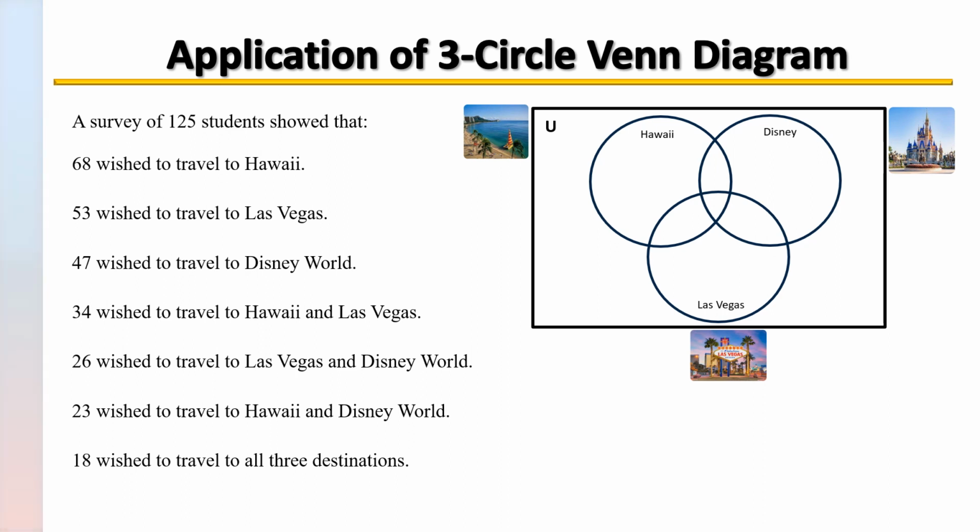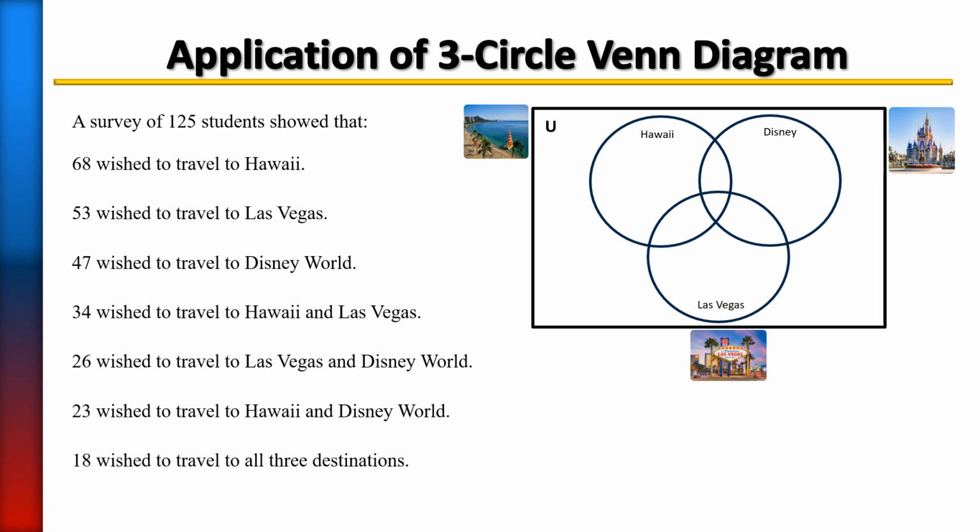A survey of 125 students showed that 68 wished to travel to Hawaii, 53 to Las Vegas, 47 to Disney World, 34 to Hawaii and Las Vegas, 26 to Las Vegas and Disney, 23 to Hawaii and Disney, and 18 wish to travel to all three destinations. So we're going to use this information and organize it and place it in what we call a three-circle Venn diagram.